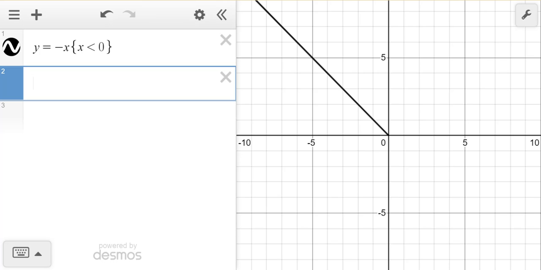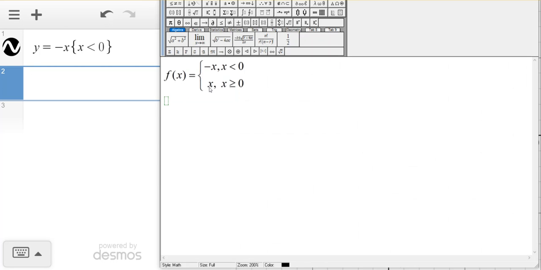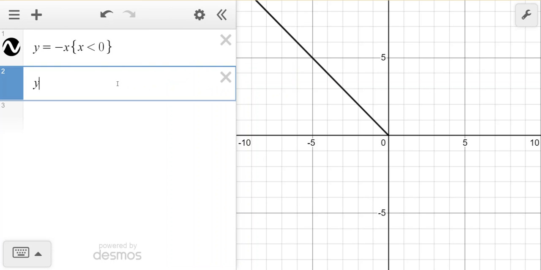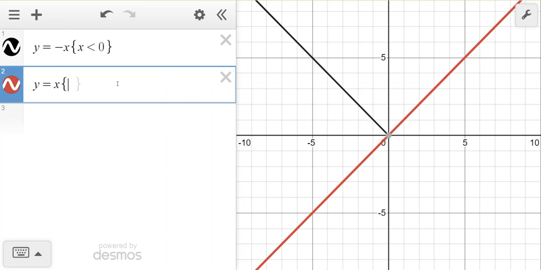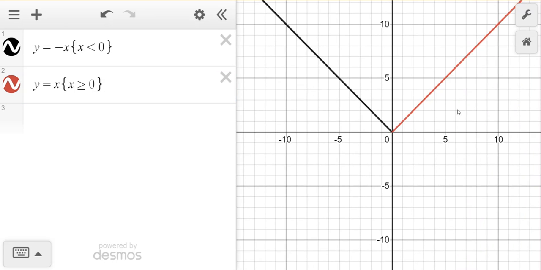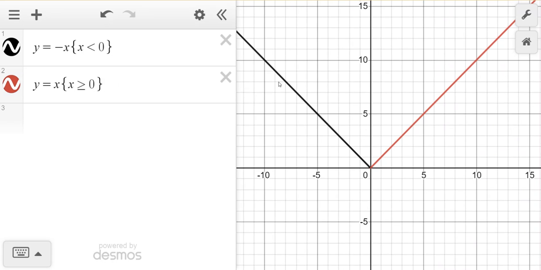The second piece of this function is that I would use as my output y, or f of x here, x when x is greater than or equal to 0. So I'm going to write y equals x under the condition x greater or equal to 0. And I can see this piecewise function is formed from the two pieces. I use the y equals negative x curve for values less than 0, and I use the y equals positive x curve for values greater than 0.